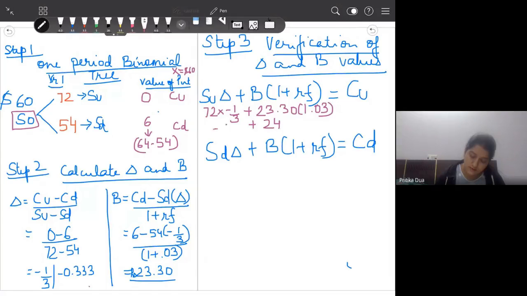So you are getting CU. You should be getting CU as 0 if you solve with this formula, and you can clearly see that in step 1 we have taken CU as 0. So this value is verified. Again, you can check with the lower price also. You should get a value of 6.